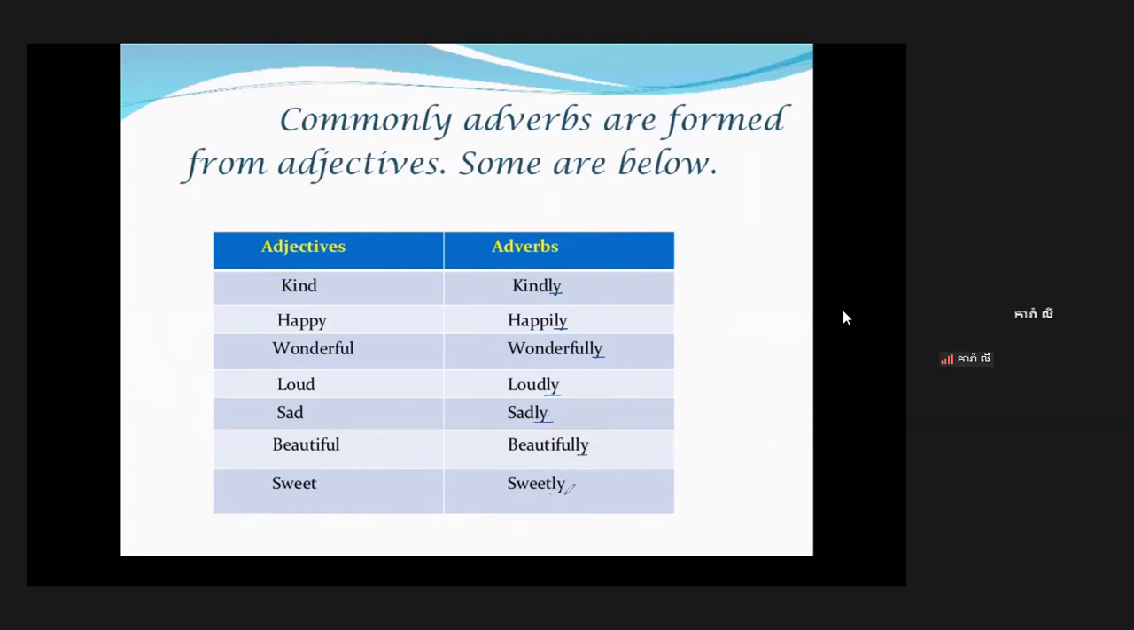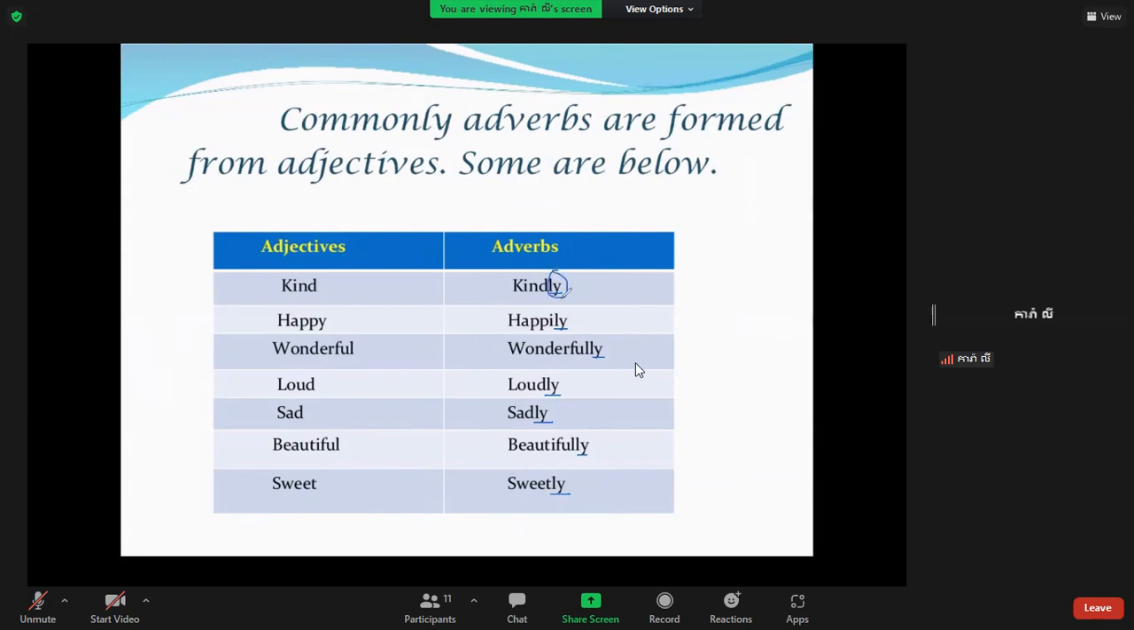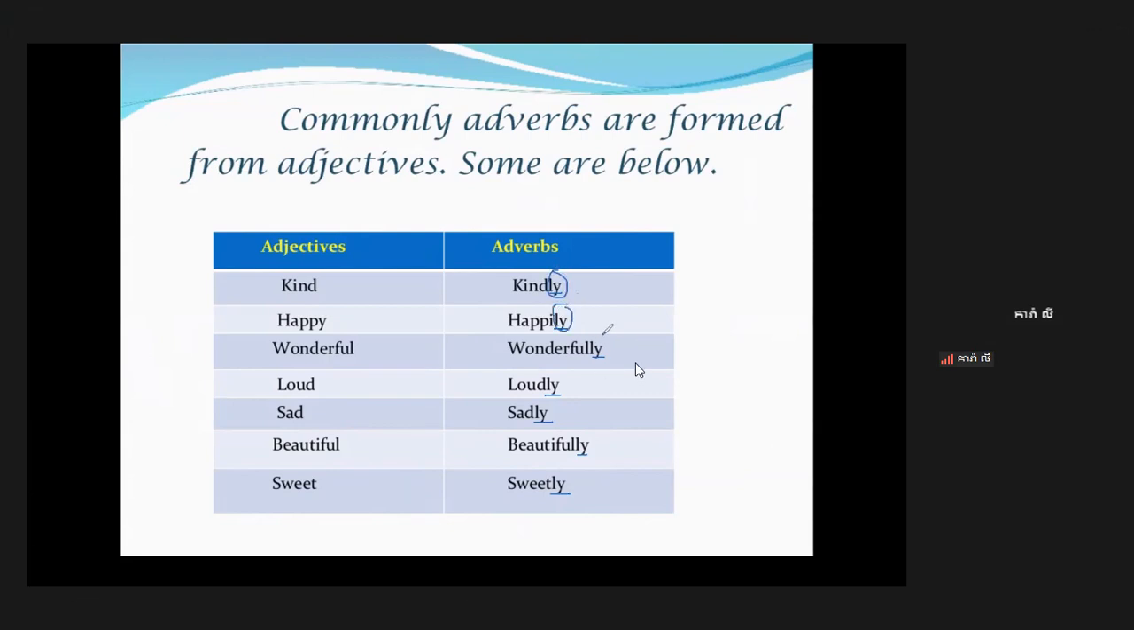They end in L-Y. So we have kindly, happily, wonderfully, loudly, sadly, beautifully, sweetly. So we have ly all the way down. Not all adverbs have ly, and not all words that end in ly are adverbs. However, a lot of adjectives can be made into an adverb by adding ly, okay?